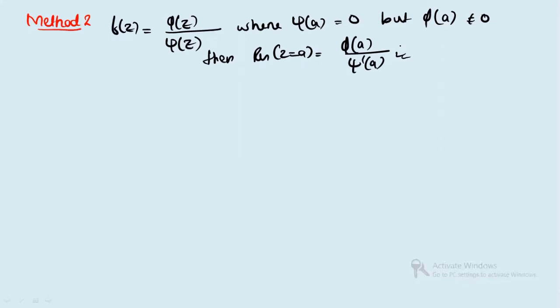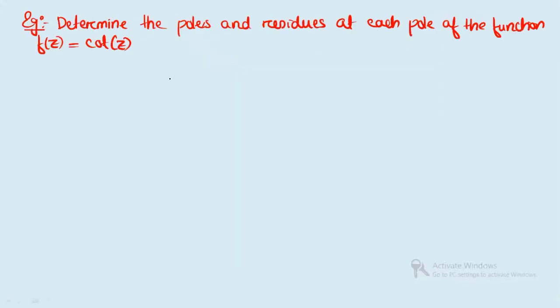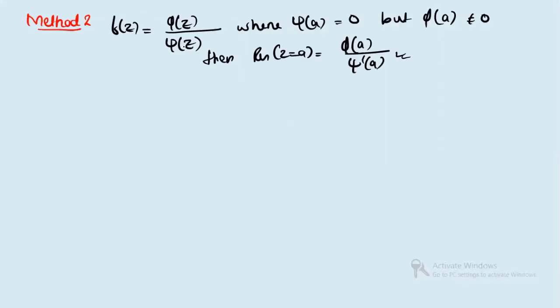Now we will see one example so that it will become much clearer to you. So you see here, it is just simple. If you are having a function in the form phi(z) by psi(z), and if you put z equals a and get psi(a) to be 0, and if you put z equals a in the numerator and phi(a) is not equal to 0, then you can calculate the residue to be phi(a) by psi prime(a). Okay, this is the first derivative.